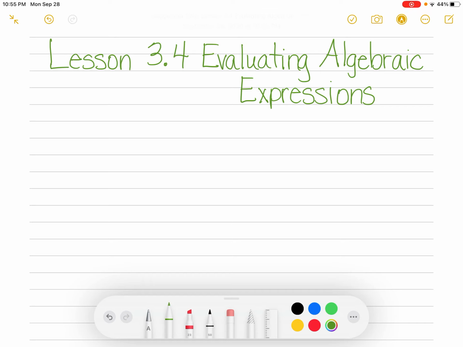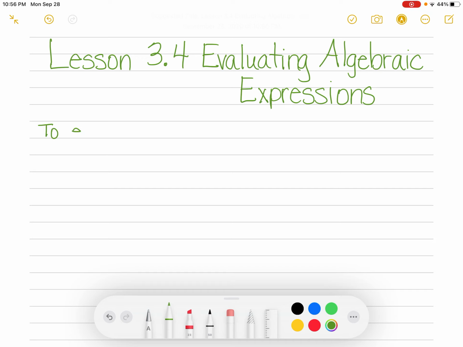Hi students, today we are doing lesson 3.4 on evaluating algebraic expressions, and this is a super short lesson. We only have a couple of examples and we are talking about evaluating. So let me write down what that means.